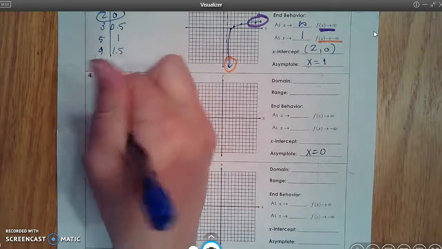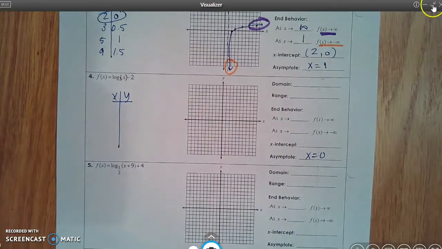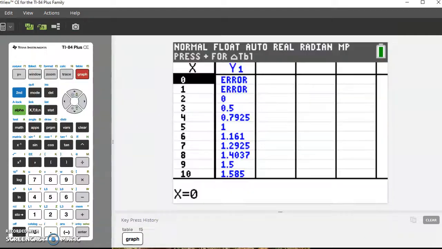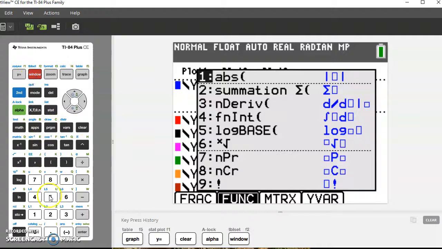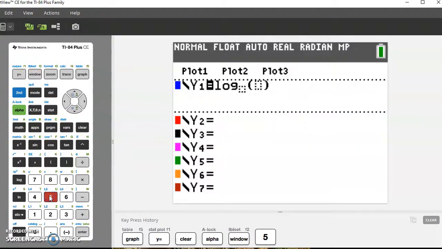So I want to talk about how to plug this in because this is where a lot of you will make an error, and it's pretty easy. But when we go to plug it in, you go to y equals, once again, clear it out. We're going to go to alpha window, number 5. When we go to type this in, we're going to do 3, arrow to the right. Now your calculator will automatically put parentheses. So we only have the x inside that parenthesis.